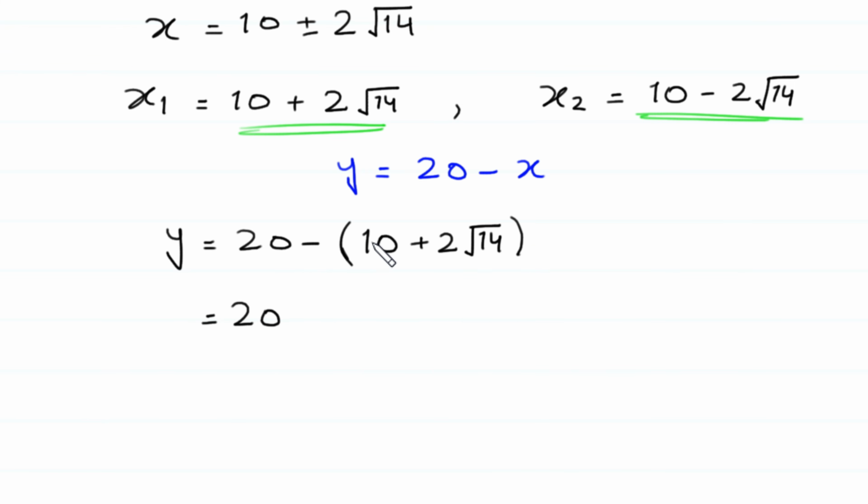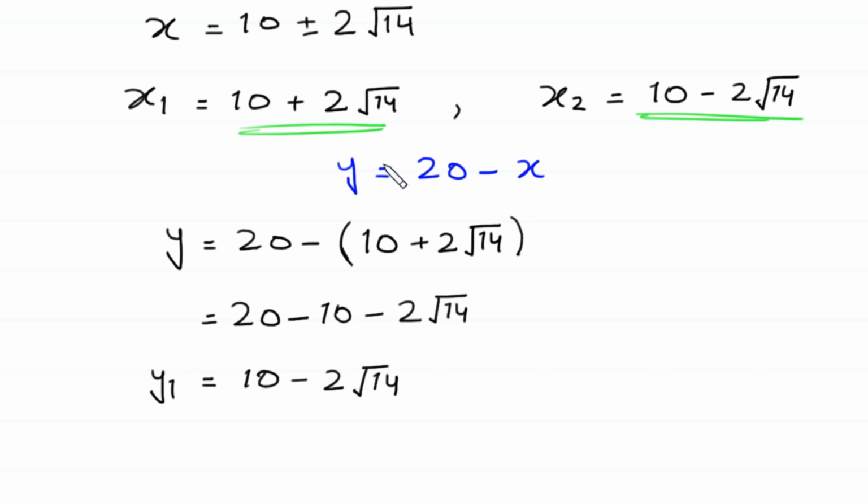This minus will change the signs of these two terms. This positive 10 becomes negative 10 and this positive 2 times square root of 14 becomes negative 2 times square root of 14. Next, 20 minus 10, 10 minus 2 times square root of 14. This is the value of y1.